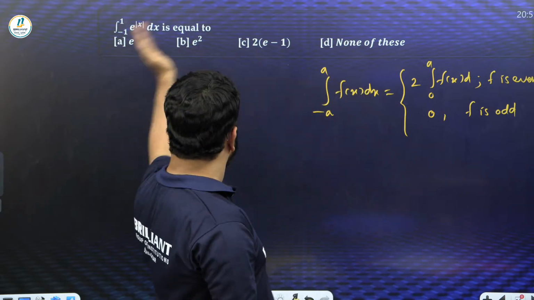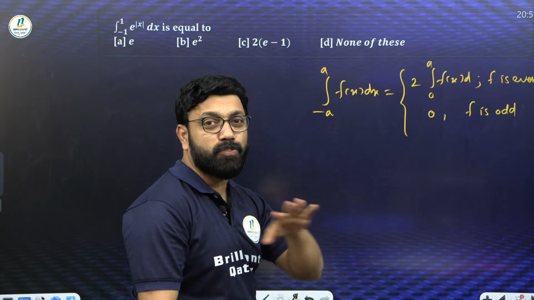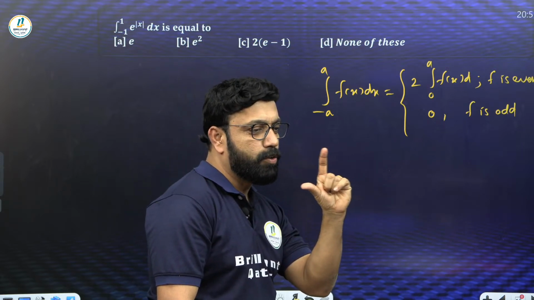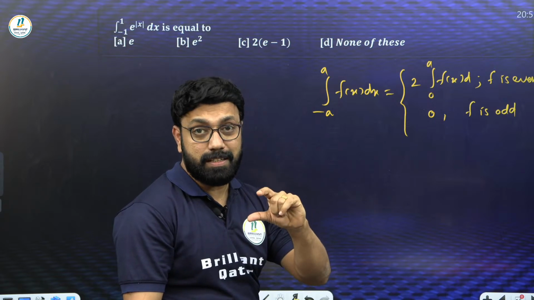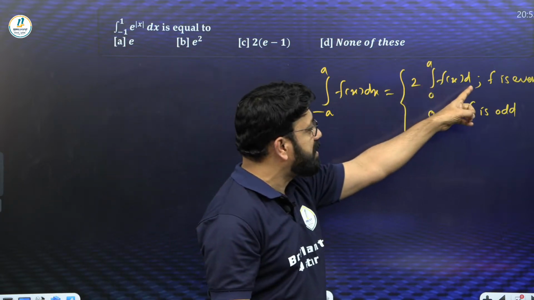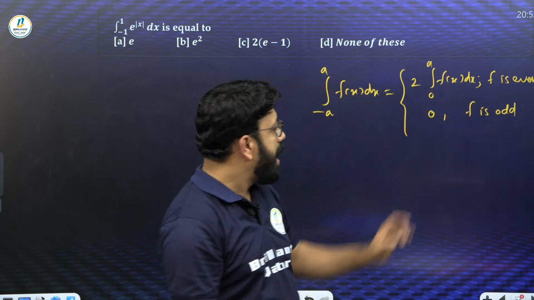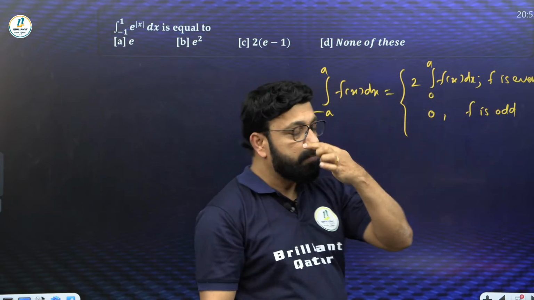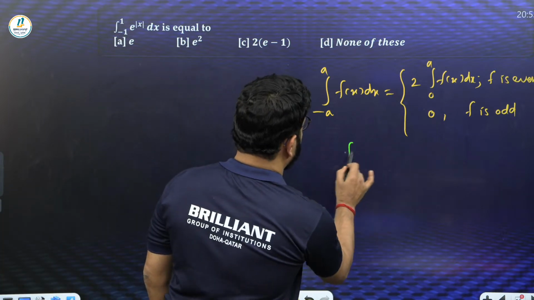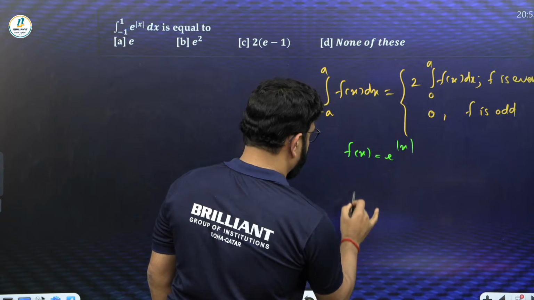We could take e raised to minus x on the left and e raised to plus x on the right, but instead of that, no need to go that way. Check the limit values. What is the lower limit and the upper limit here? Minus a to a is coming. It is 2 times the integral from 0 to a of f of x dx if f is even, and 0 if f is odd. How can we check whether it is even or not? f of x equals e raised to modulus of x.